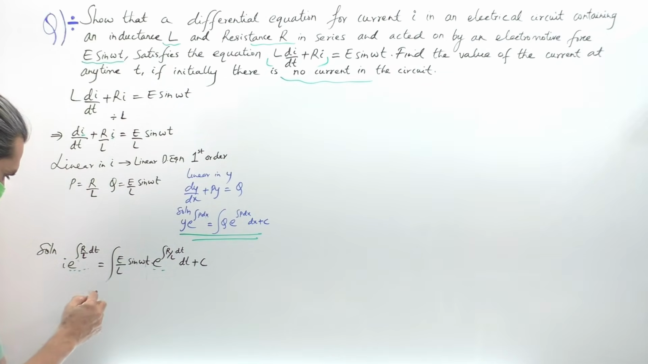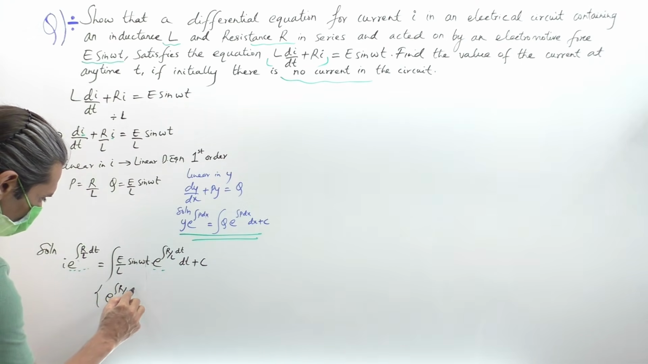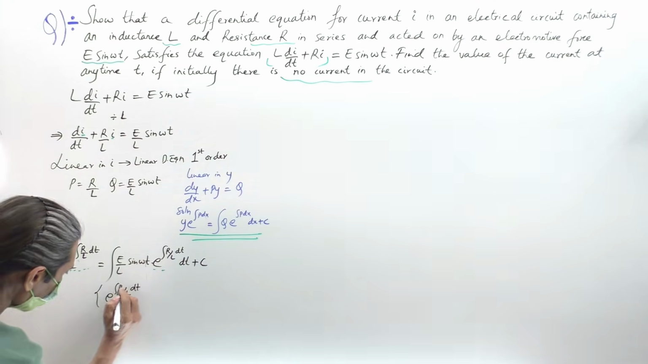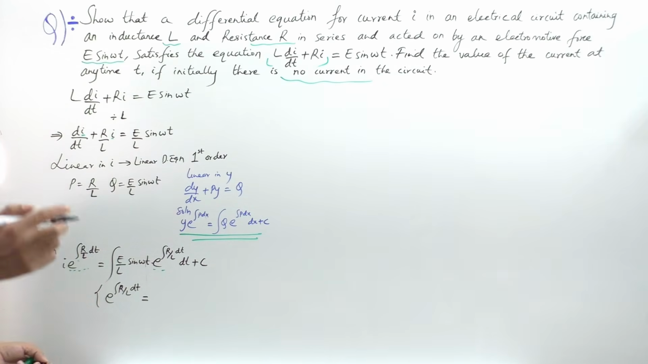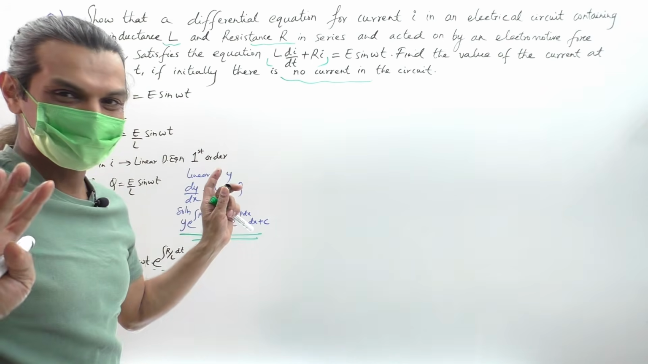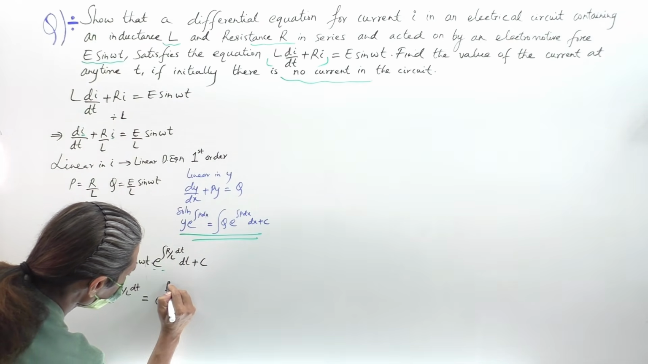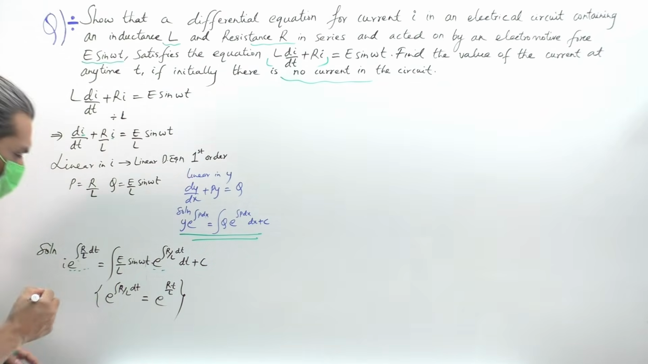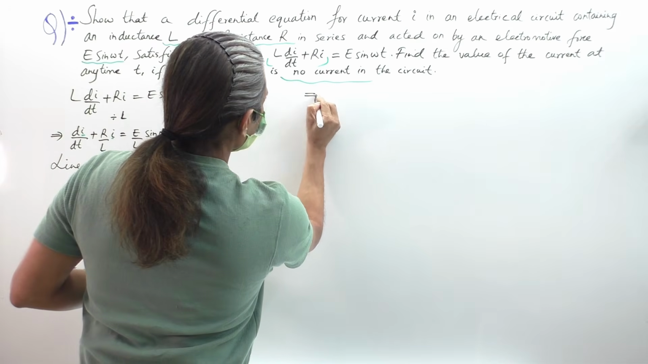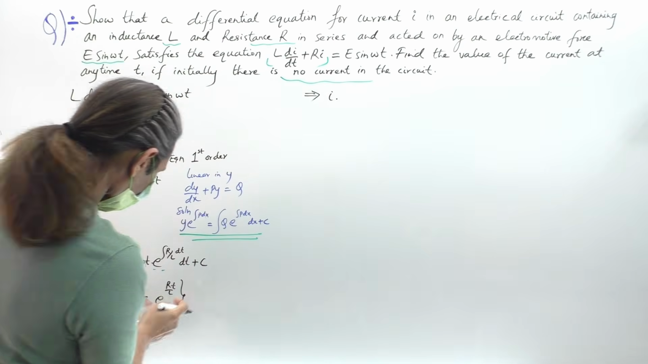So e raised to integration of R by L dt is nothing but, see, simple, R by L is constant. Integration of 1 dt is t. So e raised to R by L as it is, integration of 1 dt is t. So the integration of this will be nothing but e raised to Rt by L. That means the solution here will be simply I into what?